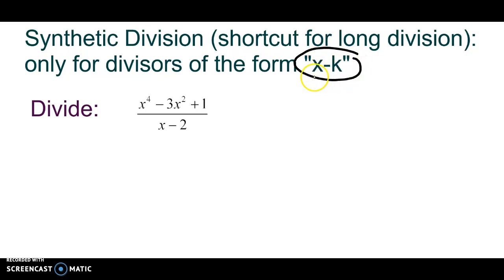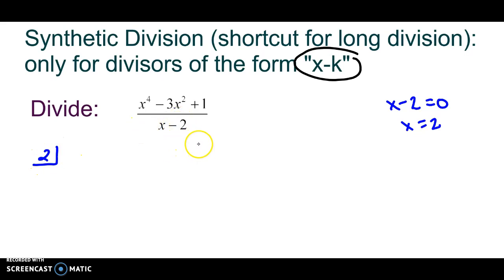Okay. So for example here, this works. I can use synthetic division. I could also use long division like we were just doing, but it'll be so much faster for us if we use synthetic. So the first thing that we do is we want to divide by whatever k is. So if I set x minus 2 equal to 0, x would be 2. So that's really our k value. A lot of times students just think of it as dividing by the opposite of this number.